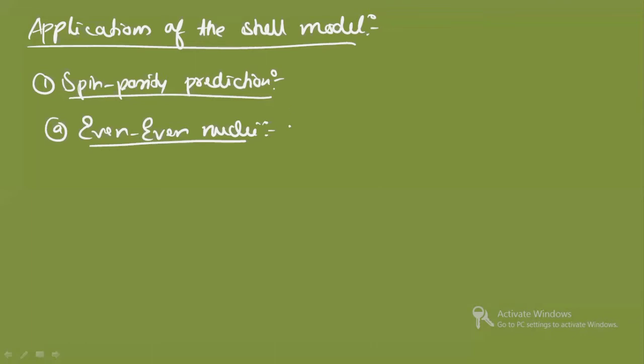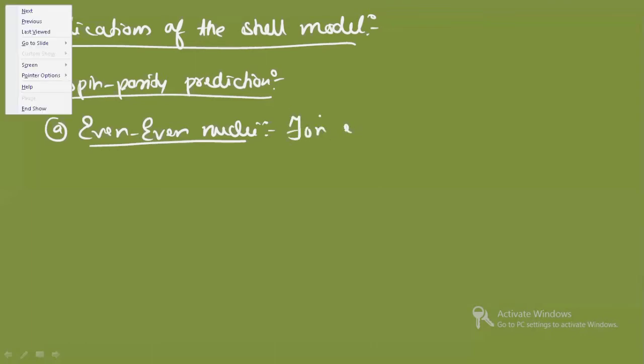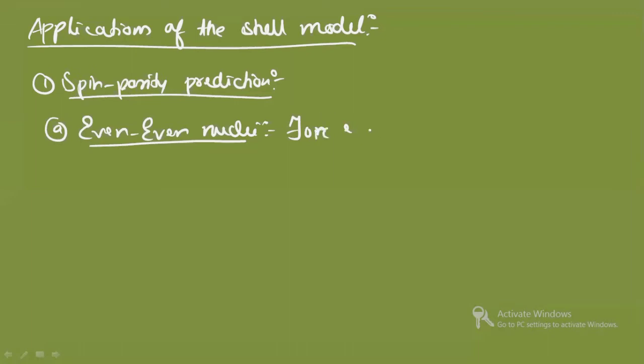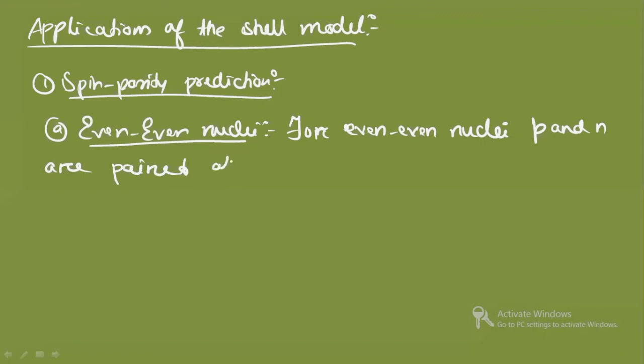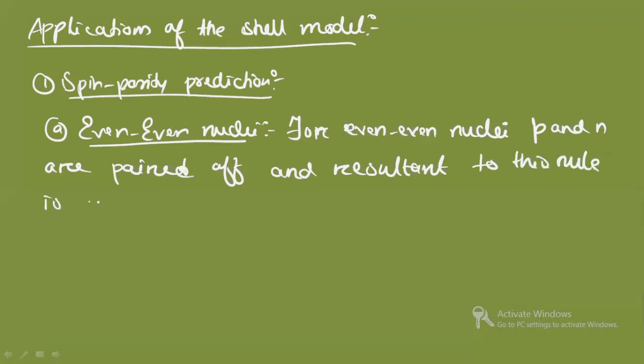So I'm writing here: for even nuclei, protons and neutrons are paired off, and the resultant of this rule is that spin is 0. All right.